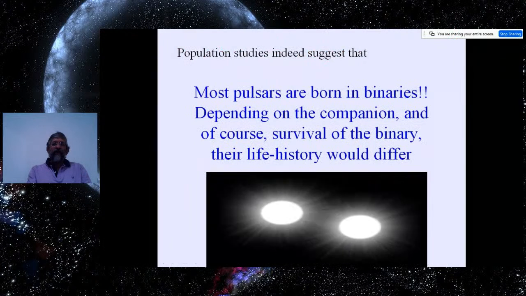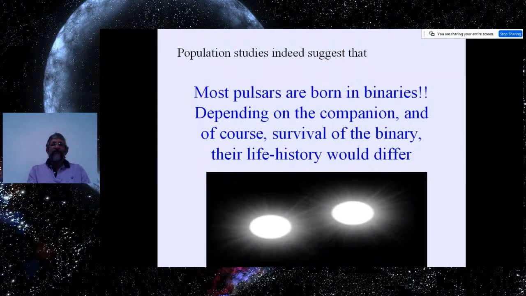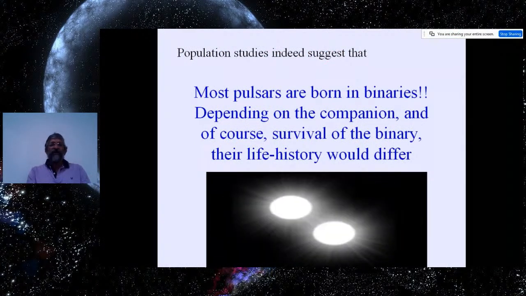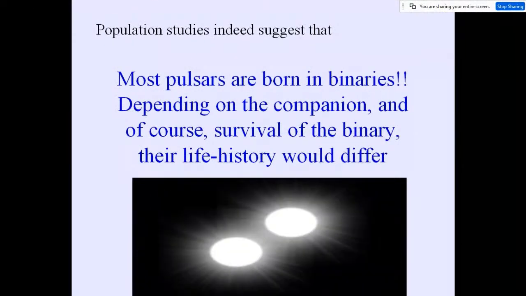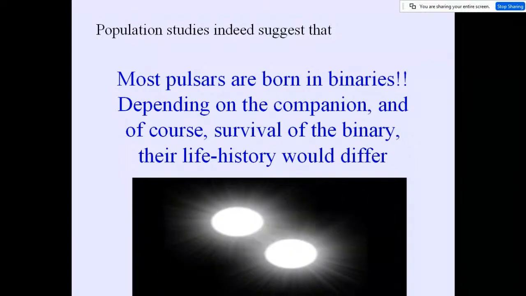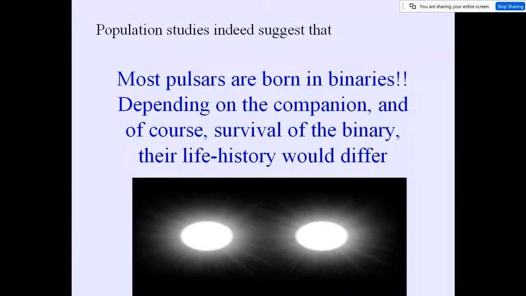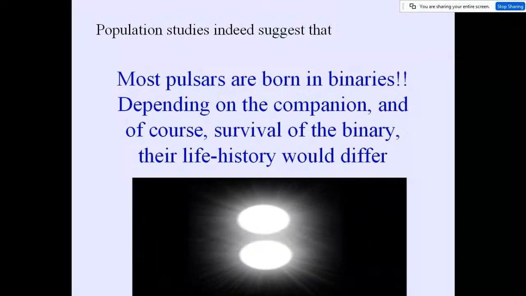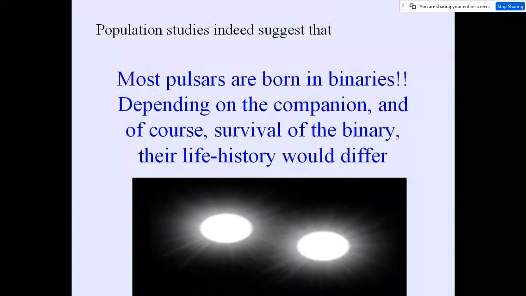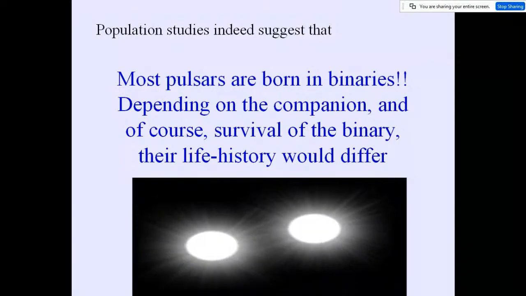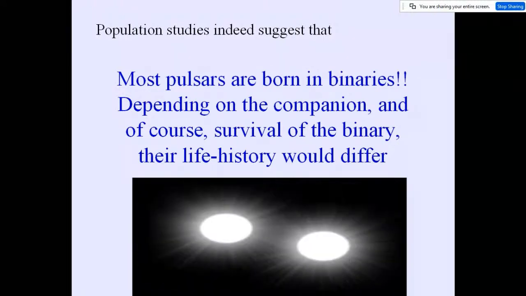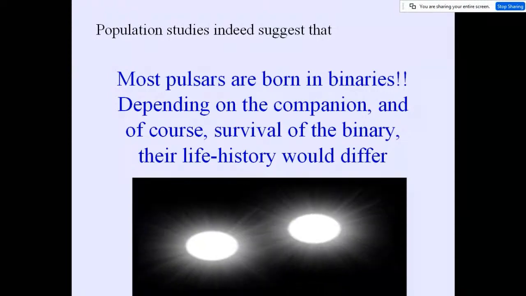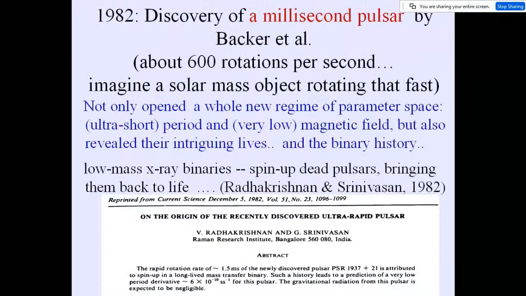But what is remarkable is that most pulsars are born in binaries, and depending on their companion and whether the companion survives the first explosion, they will be there to help them in the later life when they lose or weaken their dynamo action, to bring them back to life. So their life histories differ based on what kind of companion you have.